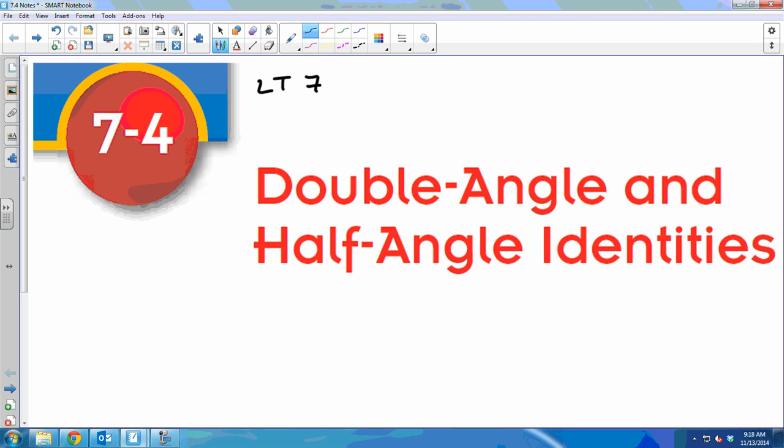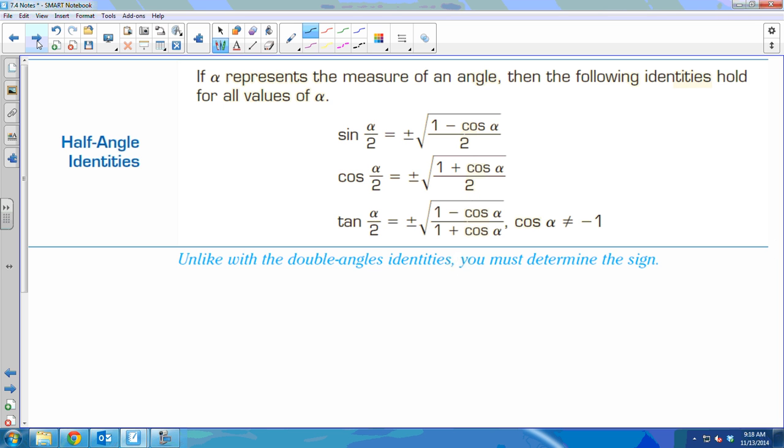We're talking about double angle and half angle identities. Just like there's sum and difference identities, there are double angle and half angle identities. So I've already put them on your note sheet. You do not have to memorize. They are on the pre-calculus formula sheet.